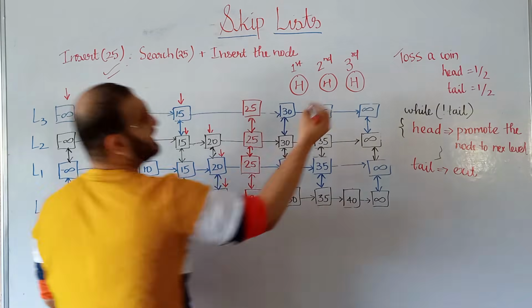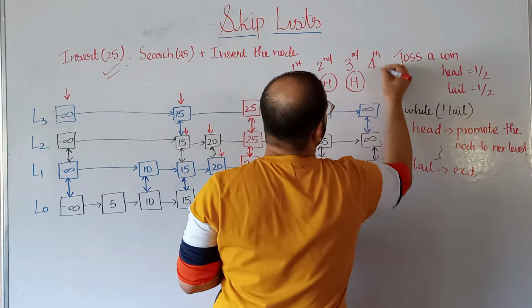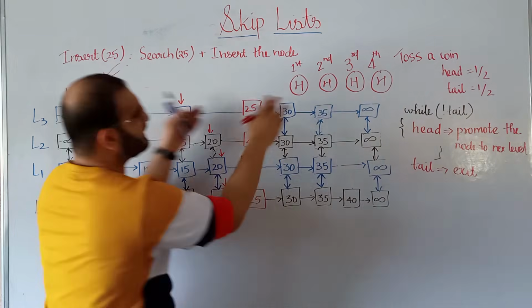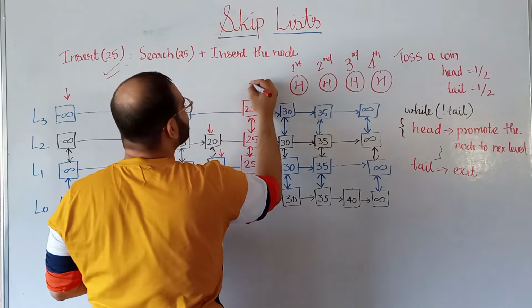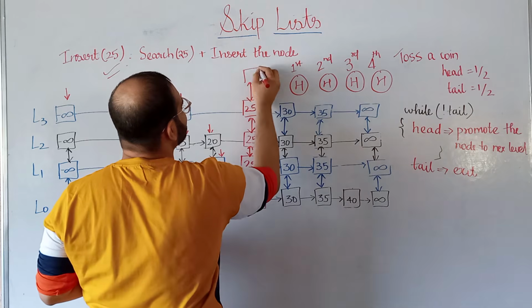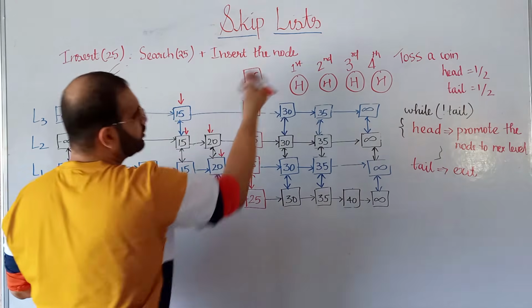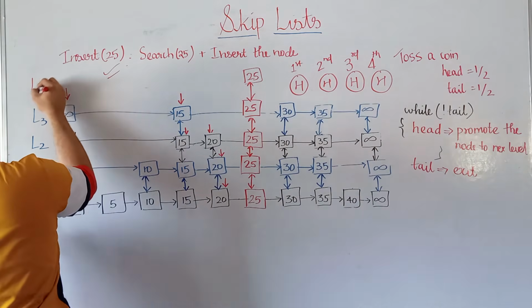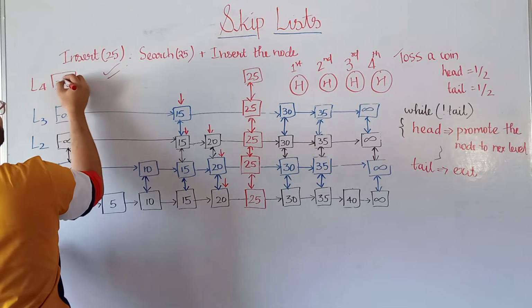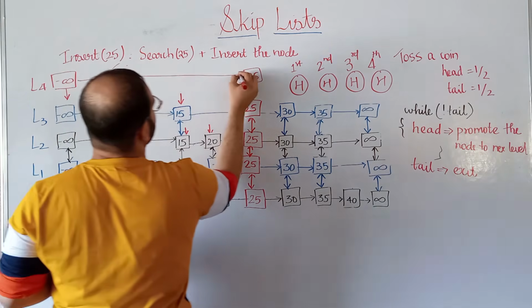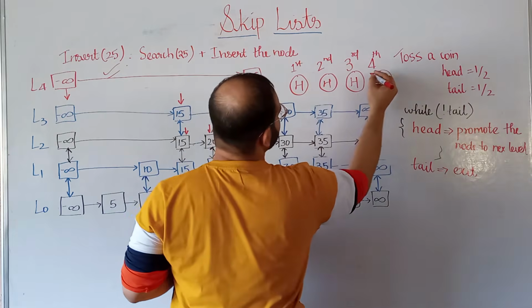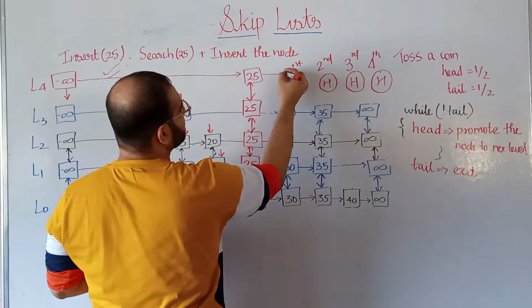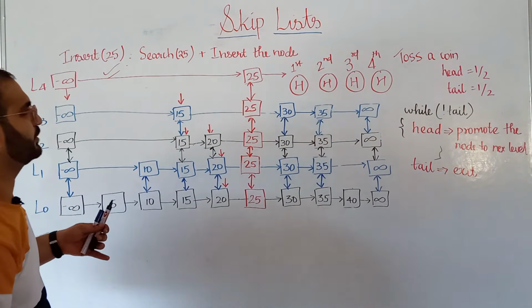And suppose again I get head for the fourth time. It doesn't matter that this is my last level. I'll make another level at the top, and I'll promote this node over here. So that will be my L4. And here I'll have a head node, and again a tail node, and this node will be pointing to that tail node.